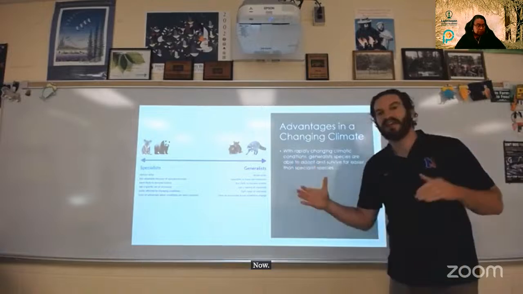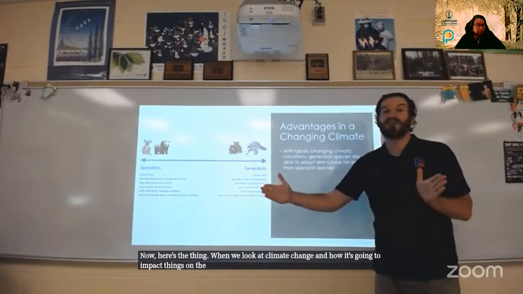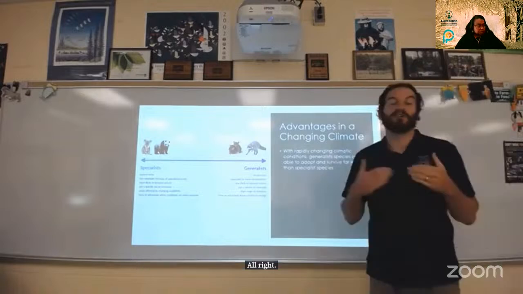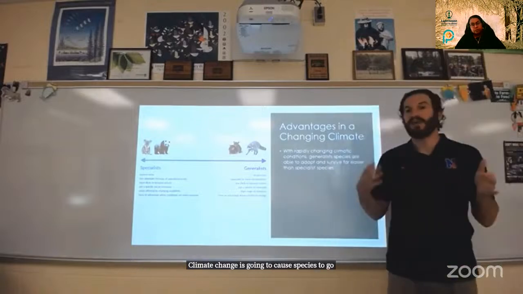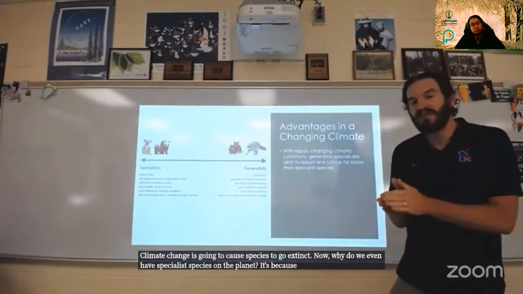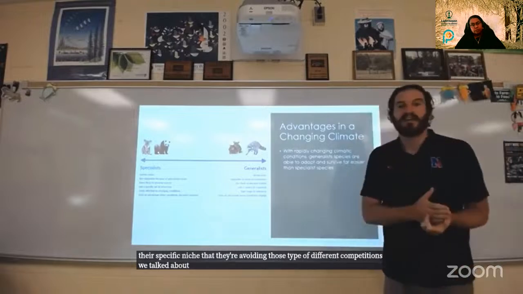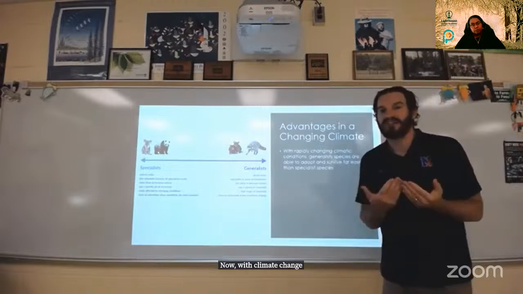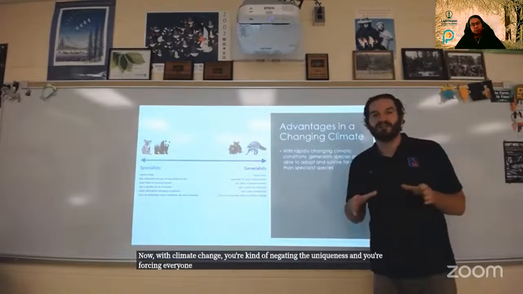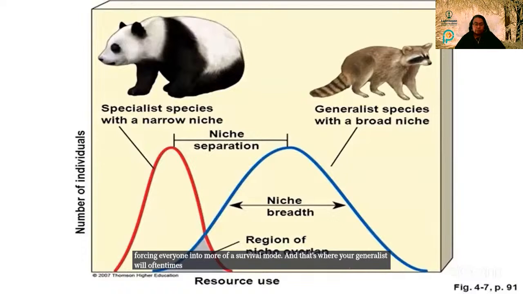Now, here's the thing. When we look at climate change and how it's going to impact things on the long-term scale, it's going to decrease our biodiversity levels on the planet. All right, climate change is going to cause species to go extinct. Now, why do we even have specialist species on the planet? It's because they become so unique in their specific niche that they're avoiding those types of different competitions we talked about with partitioning. Now, with climate change, you're kind of negating the uniqueness and you're forcing everyone into more of a survival mode, and that's where your generalist will oftentimes thrive.